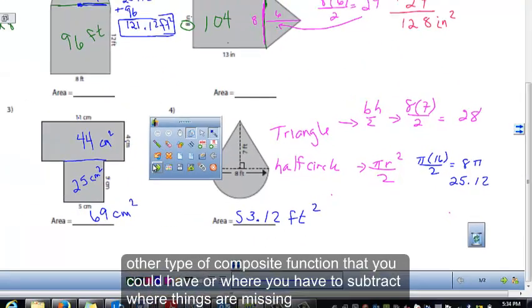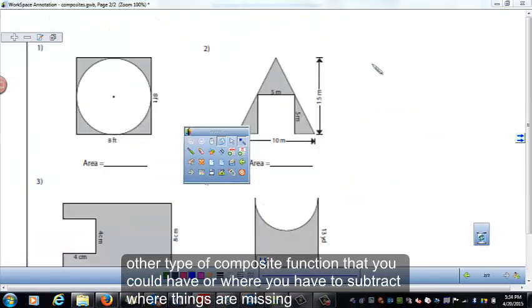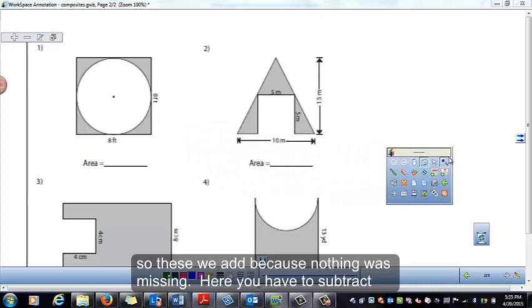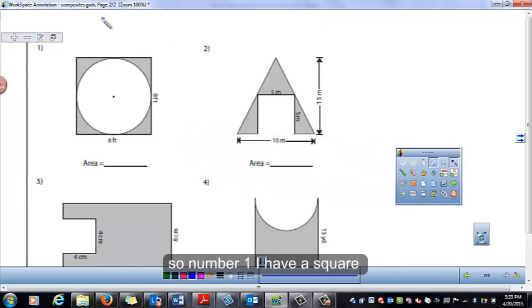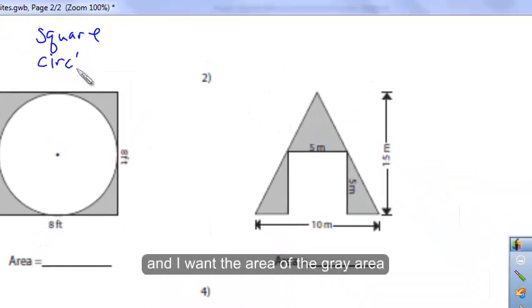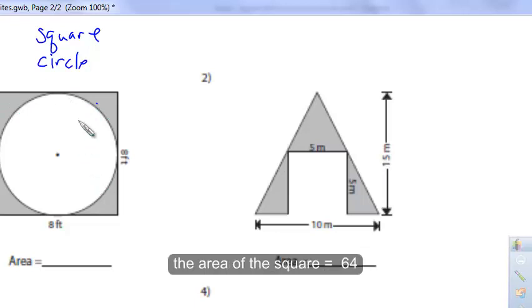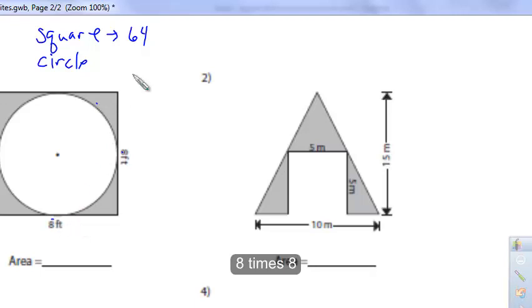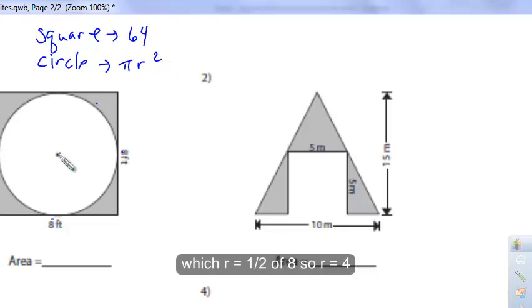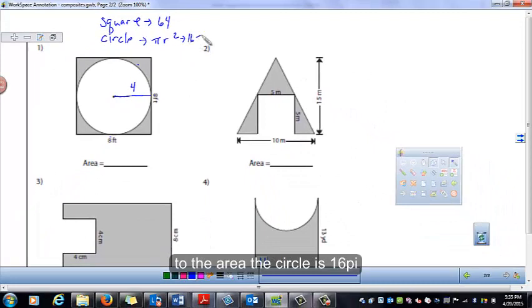The other type of composite that you can have is where you have to subtract, where there's things missing. The earlier ones you had to add because there was nothing missing. Here you have to subtract. So on number 1, I have a square and a circle, and I want the area of the grid. The area of the square would be 64, 8 times 8. The area of the circle would be pi r squared, where r would be half of 8, so r is 4 again. So the area of the circle is 16 pi.